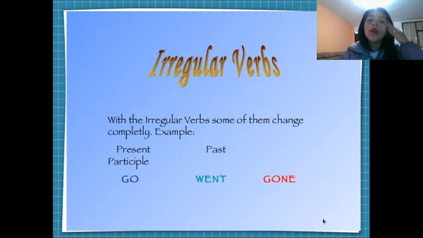With the irregular verbs, some of these change completely. For example, we have the verb go. The past form is went and the past participle form is gone. Algunos verbos irregulares cambian totalmente. Por ejemplo, tenemos el go en forma base o presente, el went en pasado y el gone en pasado participio. So, we are going to use the past participle form in order to make the present perfect. Entonces vamos a usar el pasado participio de los verbos para hacer o formar oraciones en presente perfecto.